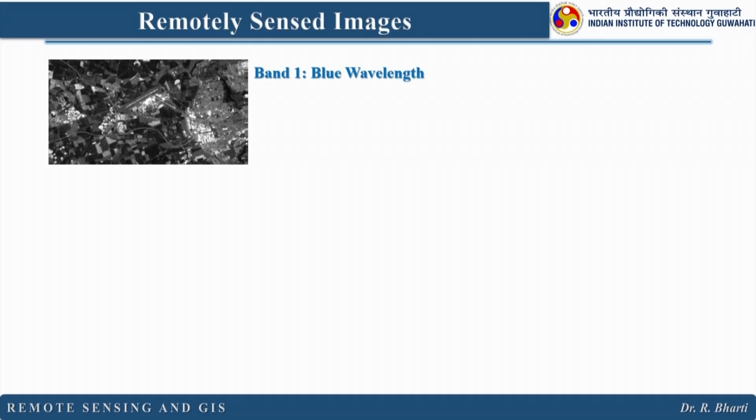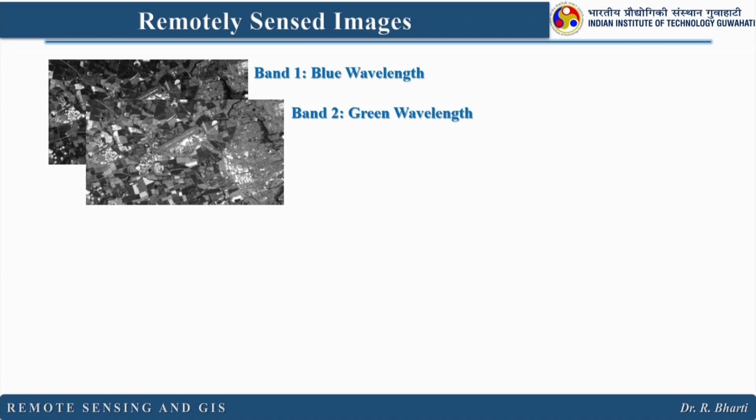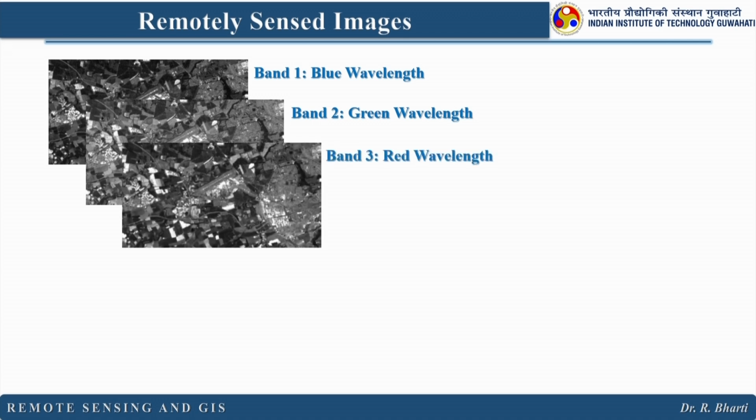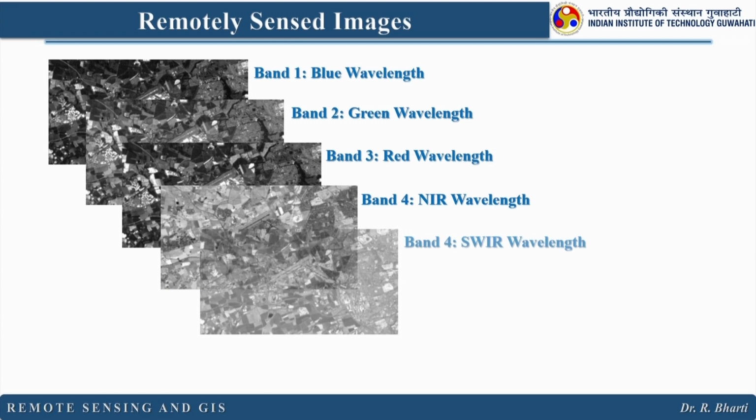The first band is acquired by a sensor which is sensitive in the blue wavelength, that means 0.4 to 0.5 micrometer, and this image has been generated. For the same area from the same sensor, the green wavelength has been used to generate the next image, and so on. So, red, then NIR, then SWIR, and you can see the information in the blue wavelength is different from the green wavelength, different from red, different from NIR, different from SWIR, right.